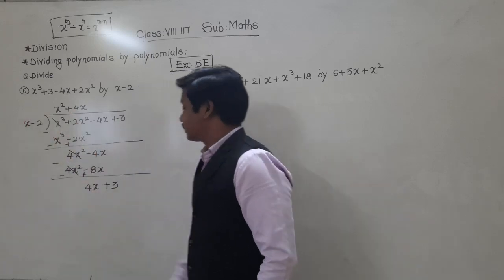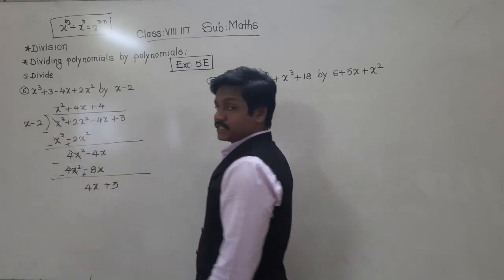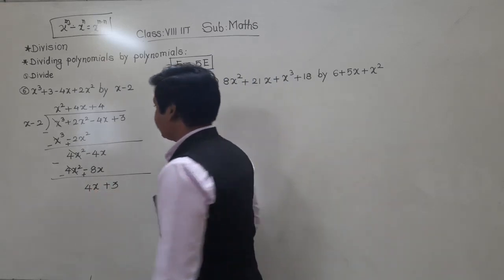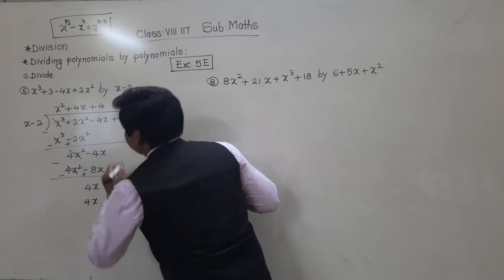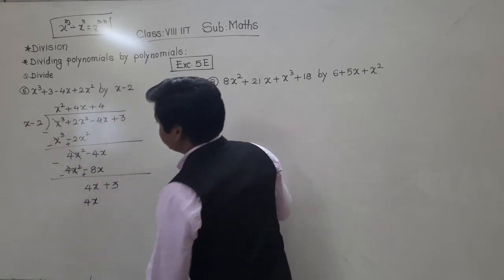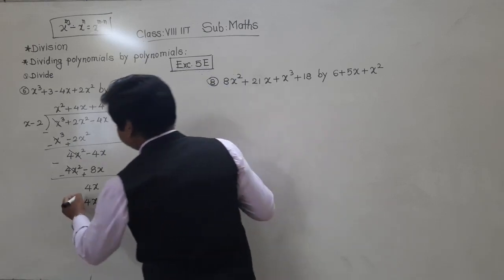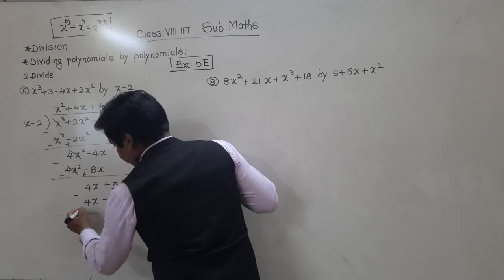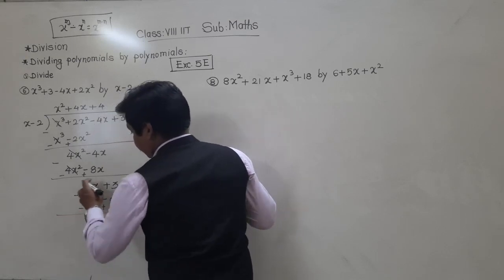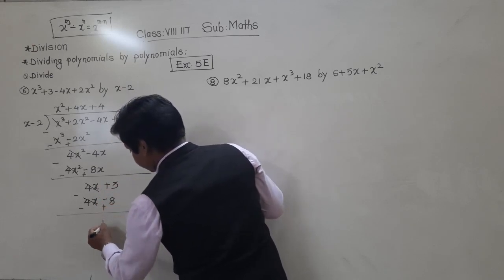4x divided by x, how much? Plus 4. x will get cut, remain 4. So 4 into x, 4x. 4 into minus 2, minus 8. Okay, subtract it. This will become minus, this will become plus. 4x minus 4x gets cut. Plus 3 plus 8, 11.